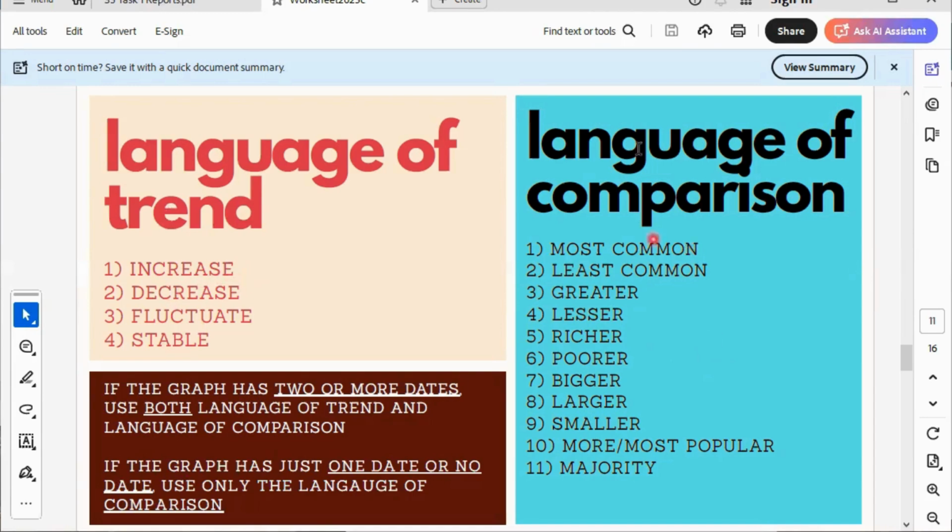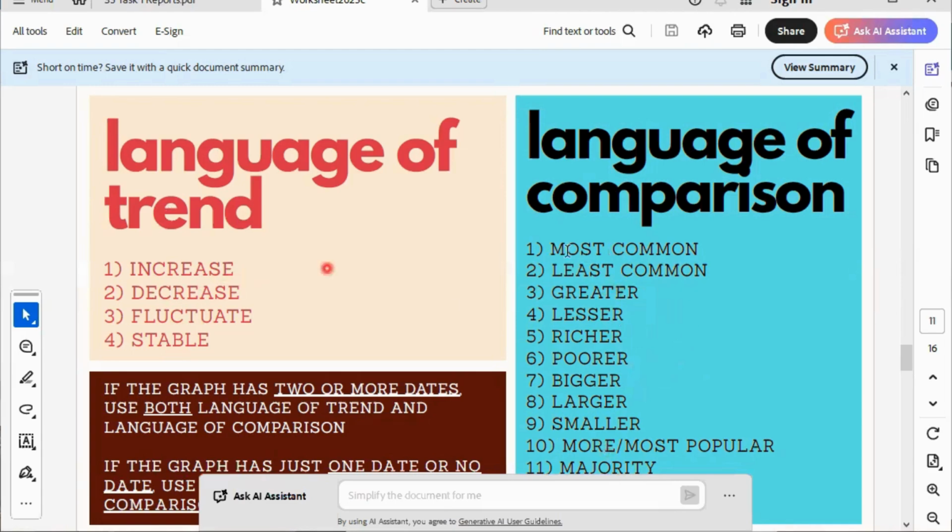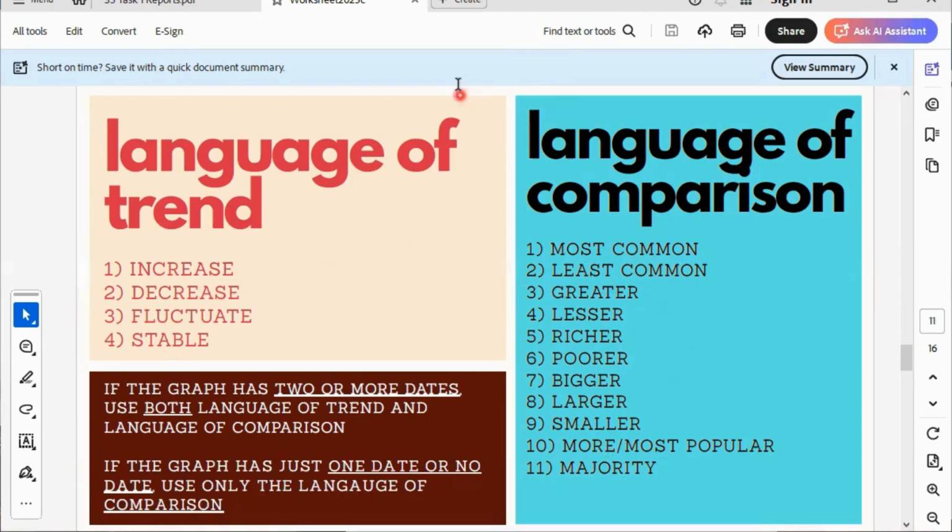Okay? So for language of comparison, you have words like most common, least common, greater, lesser, fewer. Can you see that fewer is not on this list? Like I said, there are many other words that are not on this list. It's a very long list. So these two languages, you must use them correctly. There is a time to use language of trend. There is a time when you cannot use language of trend.